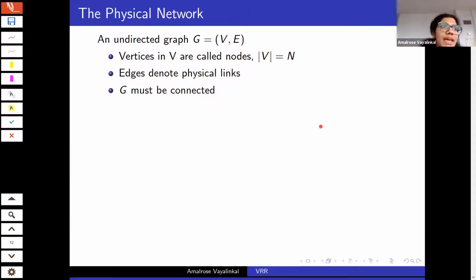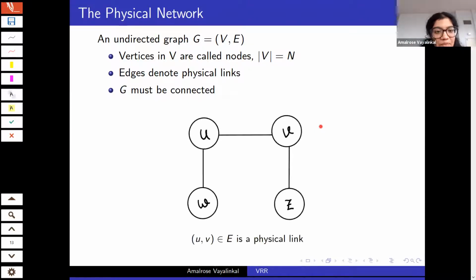I think typically in application, we would want G to be K-connected, which means the graph remains connected even if you remove up to K minus 1 edges. That's because we don't want it to be reliant on one specific edge for the graph to be connected. We don't want two large connected components connected by one single edge, because if that one edge fails, the communication's all messed up. Here's an example of a graph, and here UV would be the physical link.